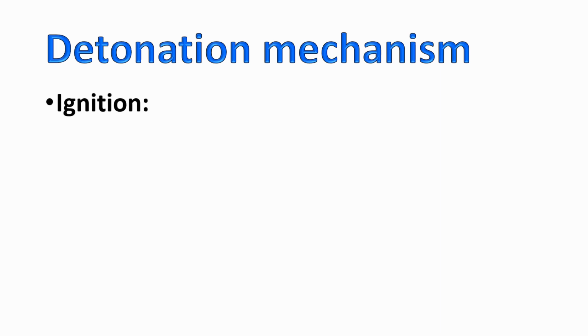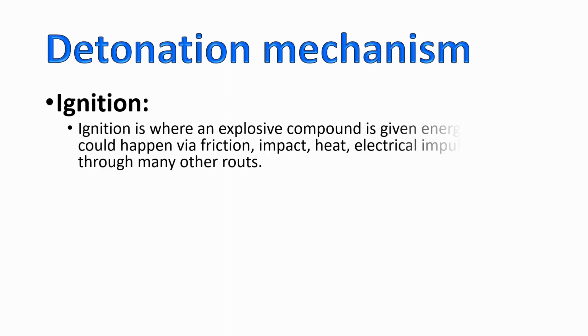The first term in the detonation mechanism is ignition. Ignition is where an explosive compound is given energy. This could happen via friction, impact, heat, electrical impulse, and through many other routes. That means we are providing some external source of energy to the explosive compound to initiate the chemical reaction, and that external source of energy could be provided through friction, impact, heat, and many other sources.